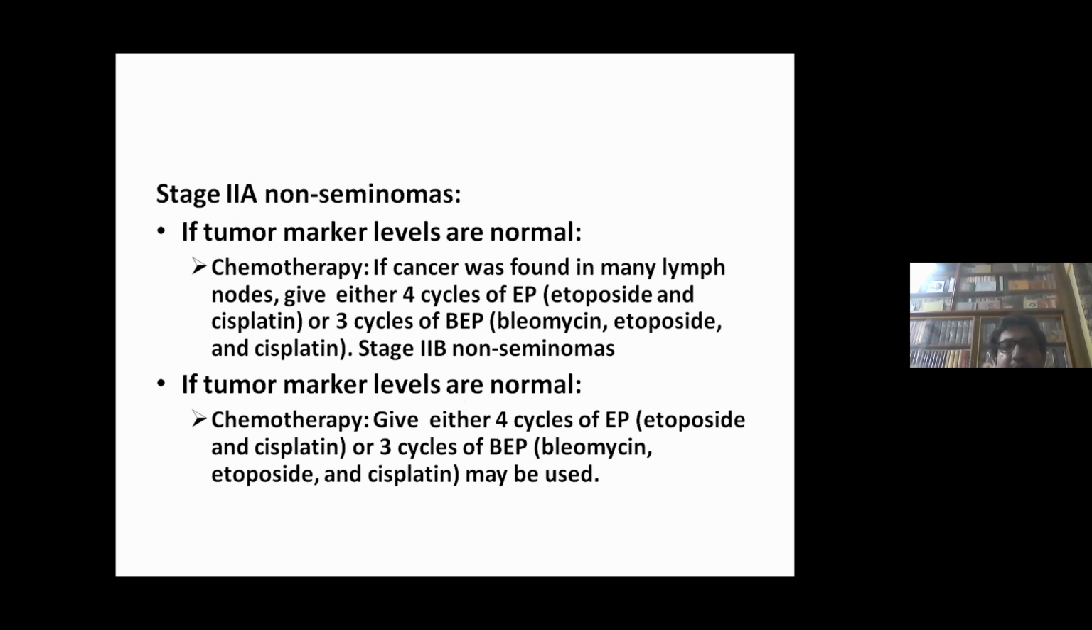Now stage 2A non-seminomas. If tumor marker levels are normal, chemotherapy. If cancer was found in many lymph nodes, give either 4 cycles of EP or 3 cycles of BEP. For stage 2B non-seminomas, if tumor marker levels are normal, chemotherapy. Give either 4 cycles of EP or 3 cycles of BEP may be used.